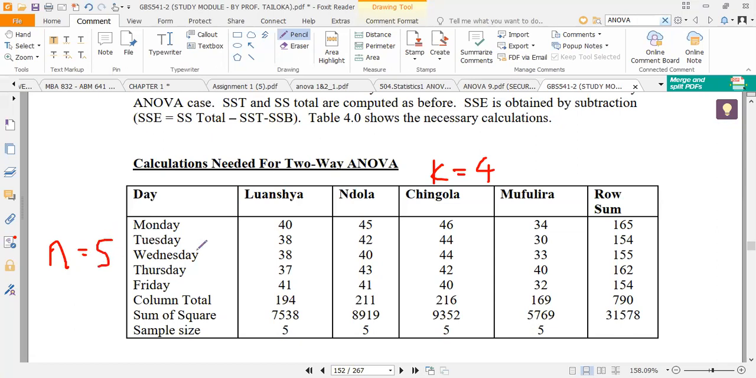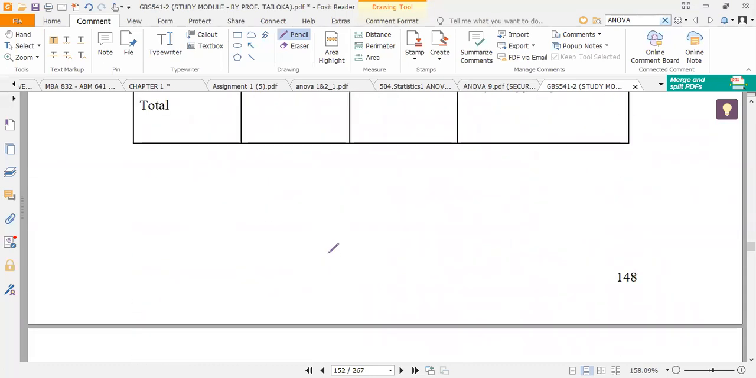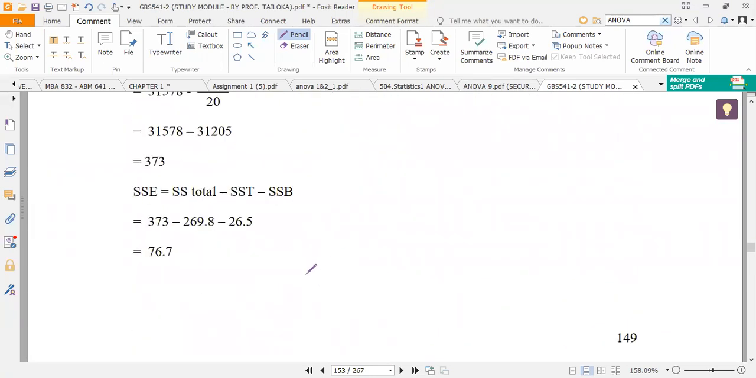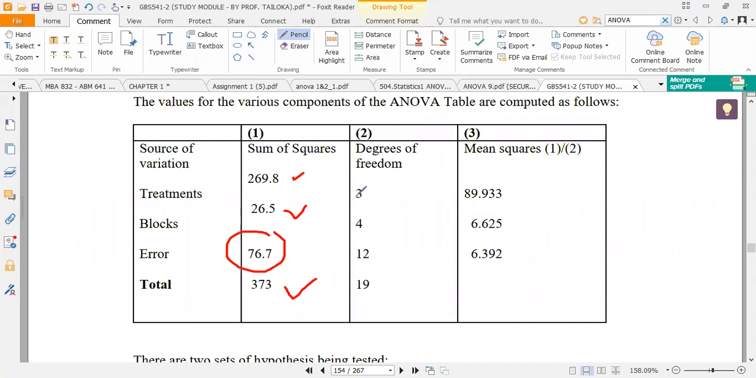So when we go to our ANOVA table, we're going to discover that this is coming from 4 minus 1, which is 3. This is coming from 5 minus 1, which is 4. When we multiply these two, we get our 12 here. This is the 12 we are getting. So when you add all these, we get the total, which is 19. So when you divide this answer in there, we get 89. 4 into 26 is 6. 12 into 76 is 6.3.